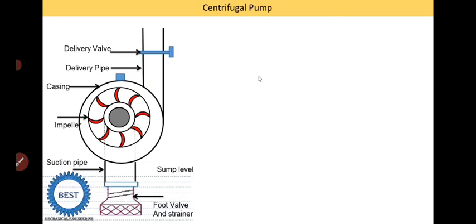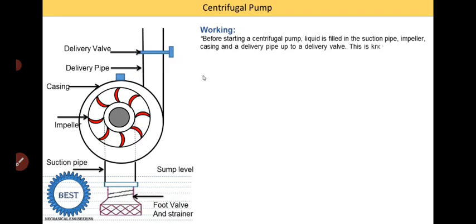Now next is the working of a centrifugal pump. First, before starting a centrifugal pump, liquid is filled in the suction pipe, impeller, casing and delivery pipe. This is known as priming. Means when we start the pump, priming is done. One opening is provided on the casing, and from this opening water is manually poured in, or there are various types of priming methods. For the priming methods, you can watch my video from the playlist and from the description. So water is added in this casing, in the suction pipe and the delivery pipe.